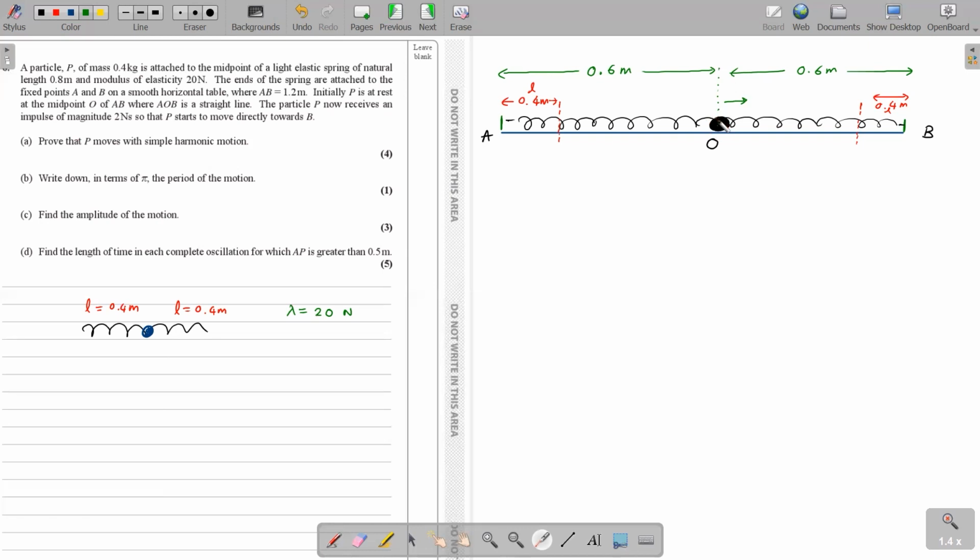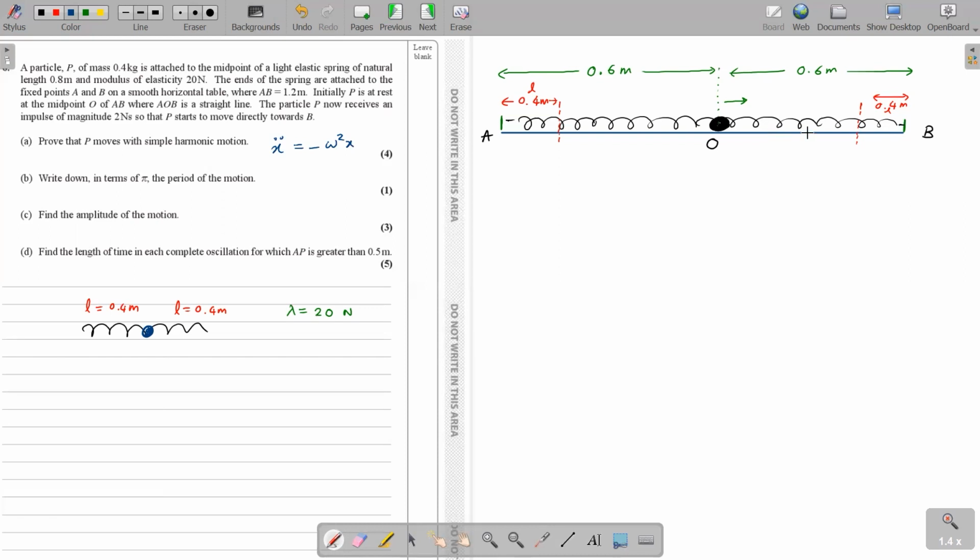Or else, in other words, the center of your SHM. Are you with me? So then we are supposed to prove that P moves with SHM. So how do you show that the particle moves with simple harmonic motion? Basically, to prove the particle moves with SHM, you have to prove an equation of the type x double dot equals minus omega square x, isn't it? So how do we prove it?